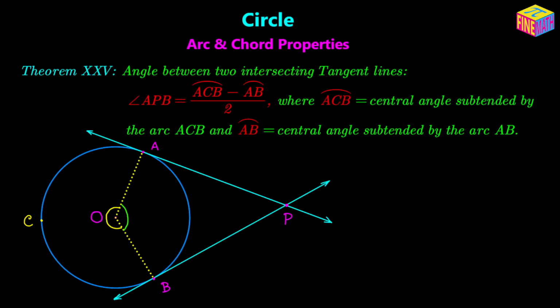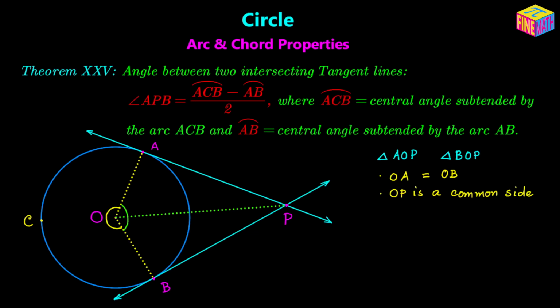Now how are we going to do the proof? Well, in order to do the proof, let's do one little construction here. Let's connect the point P with the center O. And then let's look at these two triangles here, the triangle AOP and the triangle BOP. Between these two triangles, we can clearly see that OA is equal to OB. Those two sides will be equal sides. And OP is a common side between the two triangles.